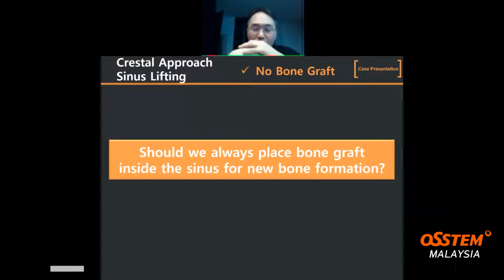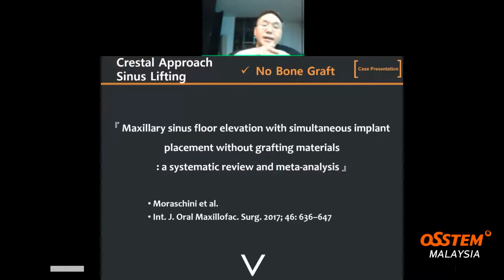To make bone forming cells, osteoblasts should be supplied. Inside our human body, only osteoblasts can make bone. So if we can make an environment for sufficient osteoblast supply and holding, we can skip the bone grafting procedure. And this is a quite recent research about maxillary sinus floor elevation with simultaneous implant placement without bone grafting procedure. So quite interesting.